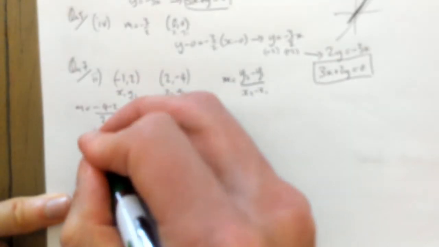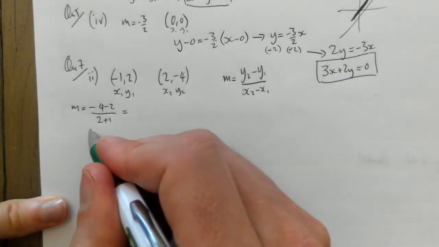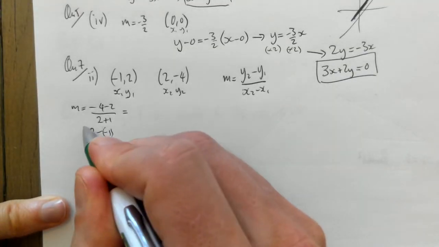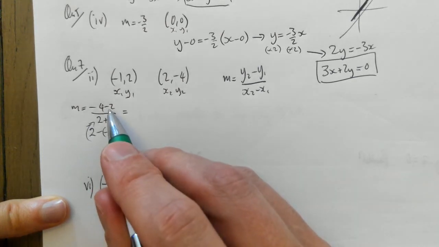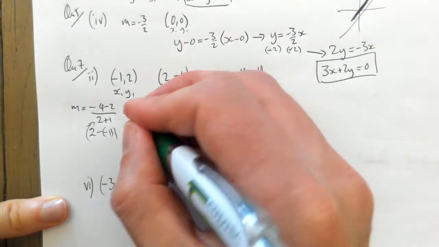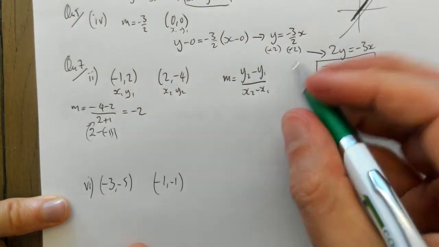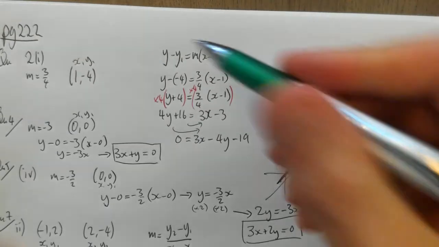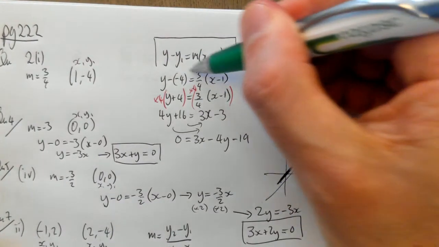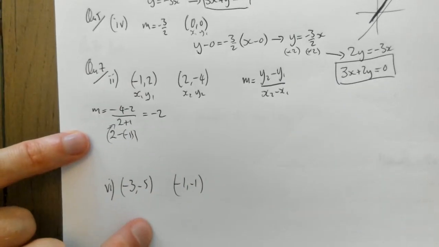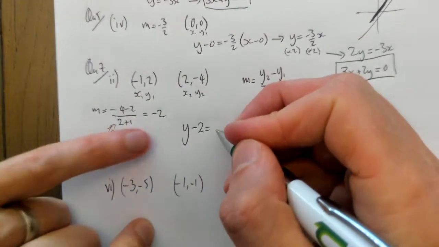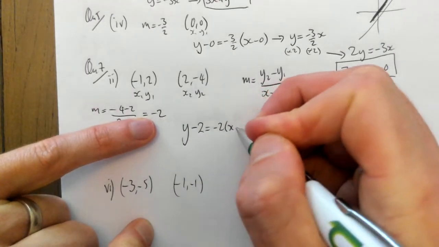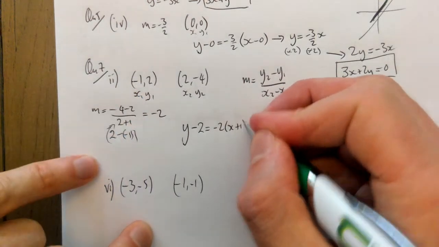Focus please, camera. Thank you. 2 minus 1, that's this bit here. So I skipped a step there, it's 2 plus 1. Minus 4 minus 2 is minus 6, over 3 is minus 2. So let's go back up to this one now. You should have your tables open as well, guys, so you just have to refer. You'll have these memorized in no time. y minus y1, y minus 2, is equal to m, which is minus 2, times (x minus 1), x plus 1.